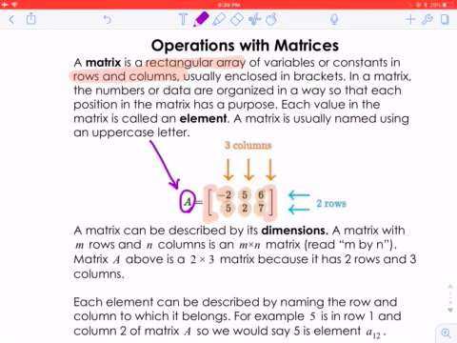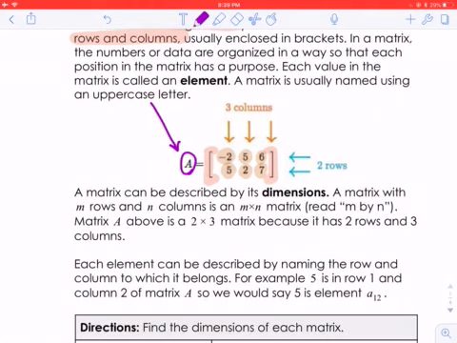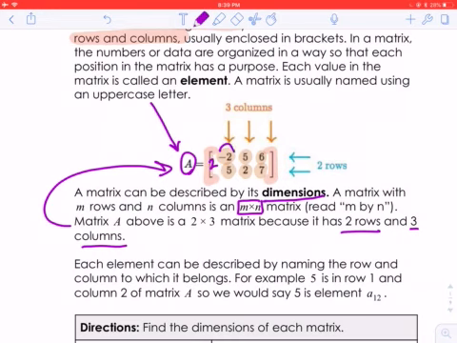A matrix can be described by its dimensions, and dimensions, as you know, just means its size. A matrix with m rows and n columns is an m by n matrix. We read this m by n. The one above, matrix A, is 2 by 3 because it has 2 rows and 3 columns. We always count how many rows it has, in this case 2, and how many columns it has: 1, 2, 3. In this case, 3.